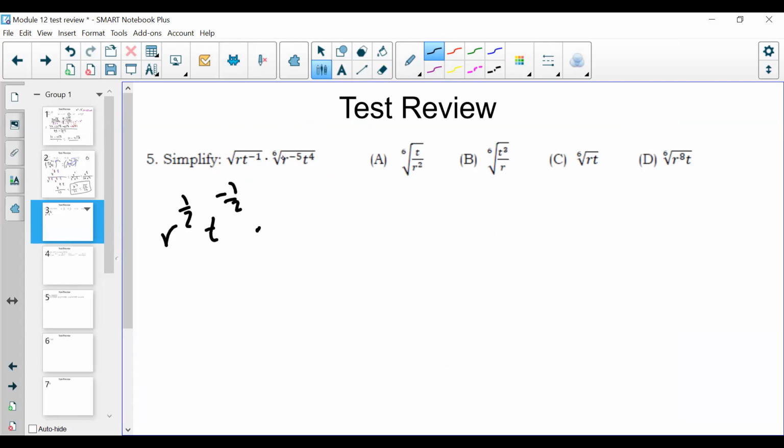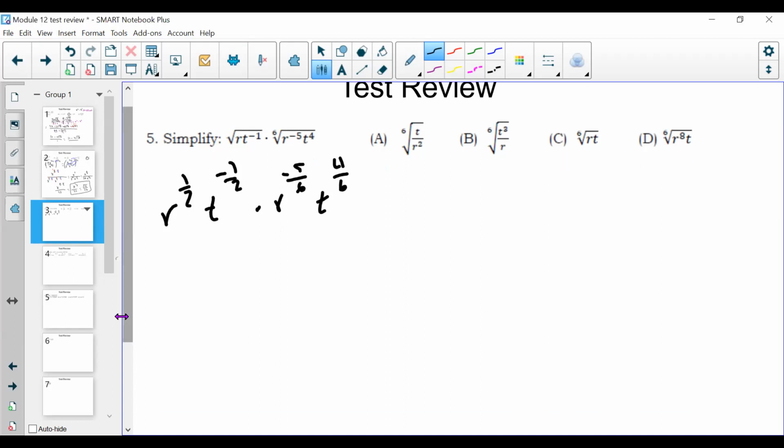And then for the 6th root part, I can rewrite this as r to the -5 over 6 and t to the 4/6. So I can rewrite it this way. And then from there, I have everything being multiplied, like I have 2 r's being multiplied together and 2 t's being multiplied together. So I can rewrite this as r to the 1/2 plus -5 over 6, and with the t's, t to the -1/2 plus 4 over 6.